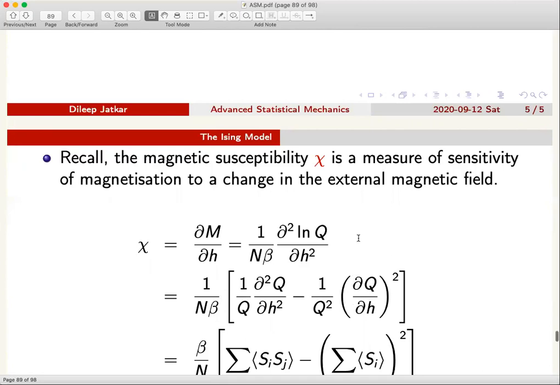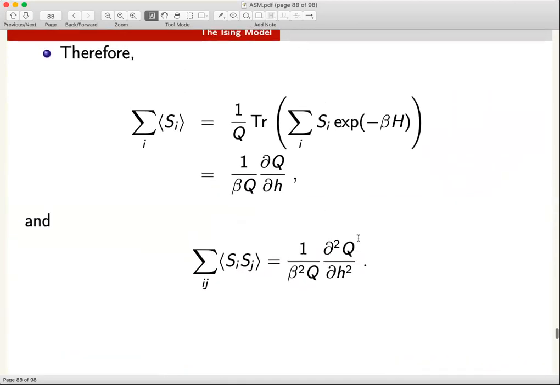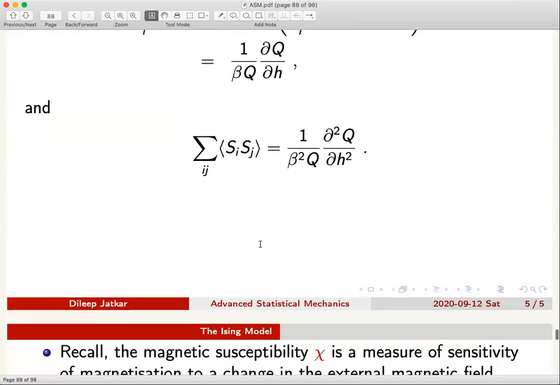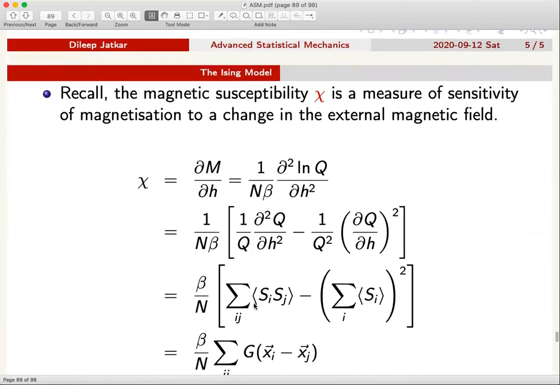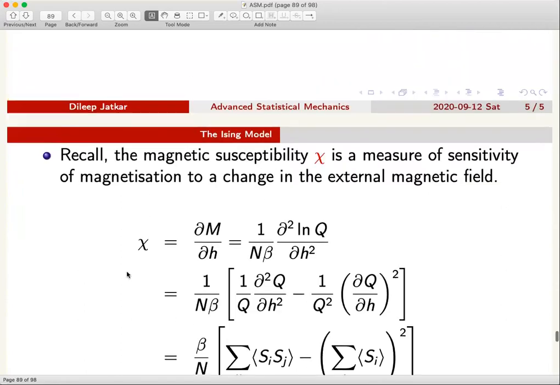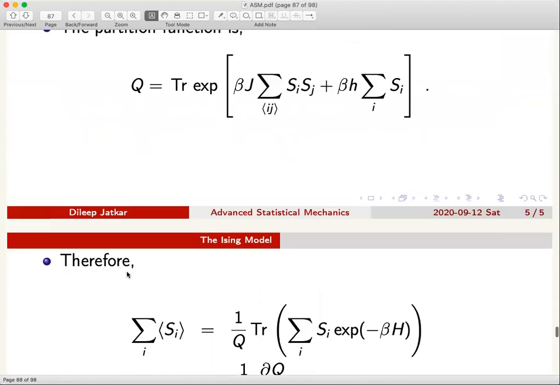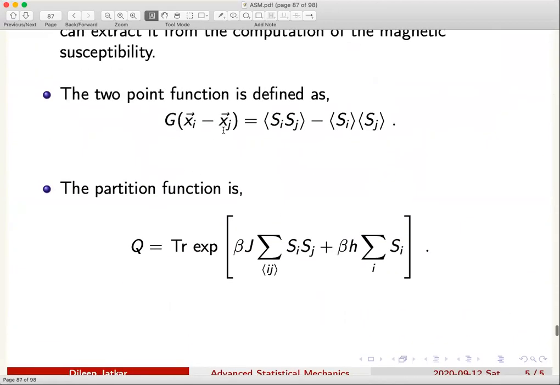Now, looking at the expressions that we have written down here, 1 over q del q by del h is the average, and 1 over q del squared q by del h squared is the 2-point function. So this expression you can write down as the expectation value of S_i S_j minus the square of the expectation value of S_i. But this quantity is precisely the quantity that we had defined as the 2-point function. This was our 2-point function.